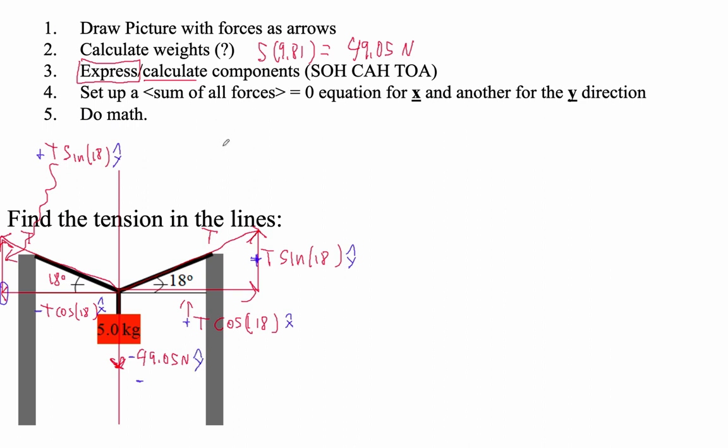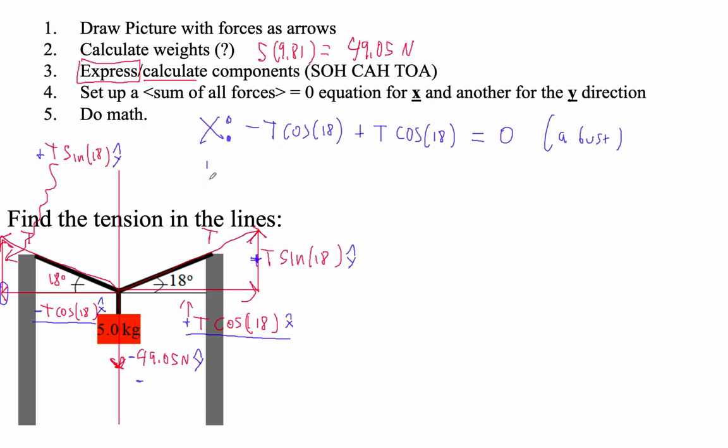Okay, so now we set up our equations. We'll have an x equation and a y equation. The x equation is kind of funny. It is minus T cos 18 plus, these are the only things in the x direction, that guy and that guy, plus T cos 18 equals 0. That is true for all values of T. So this equation is kind of a bust.